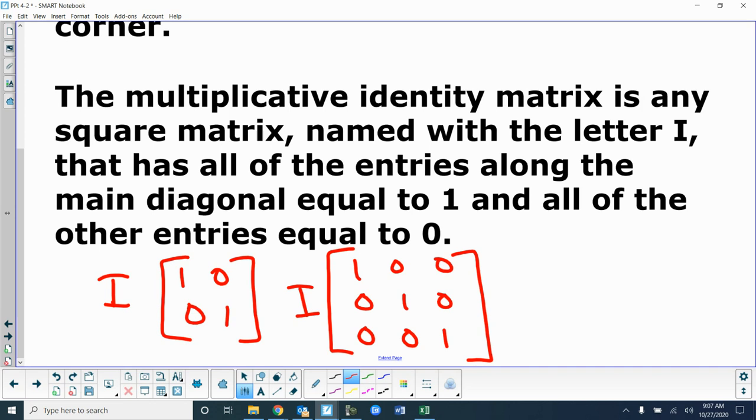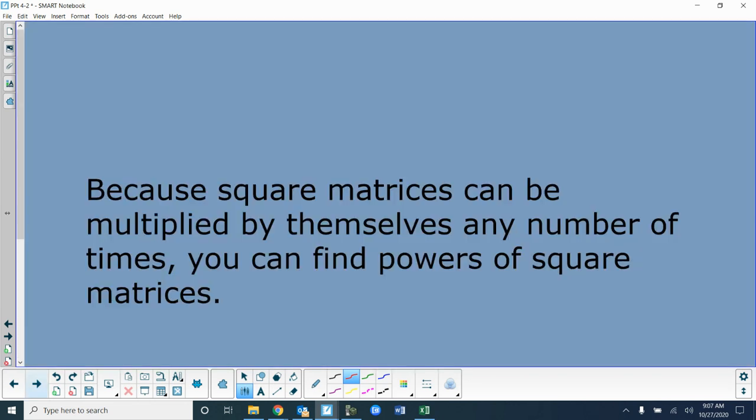If I multiply a 2 by 2, or anything that has 2 columns, by this, I'll get the same matrix back. If I've got something with 3 columns and this has 3 rows, then I multiply, I'll get the same matrix back. All right?